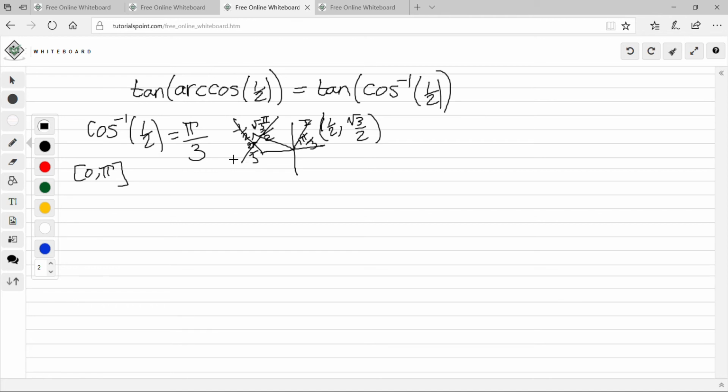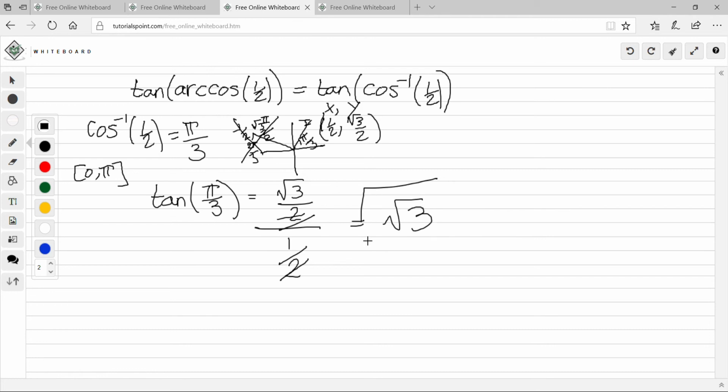So we're not done yet. Now we have to take the tangent of whatever that answer is, which is pi over 3, right? So here's pi over 3, here's your x and here's your y value. Tangent is y over x, so it's root 3 over 2 divided by 1/2. The 2's cancel, right? You're just left with root 3. And that's your final answer. Next problem.